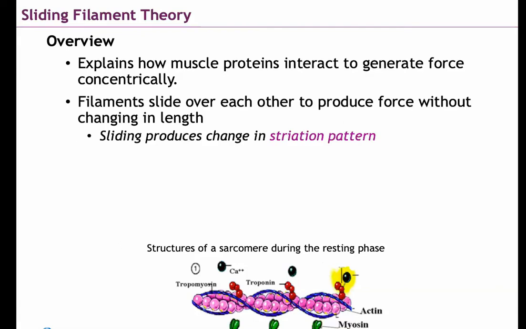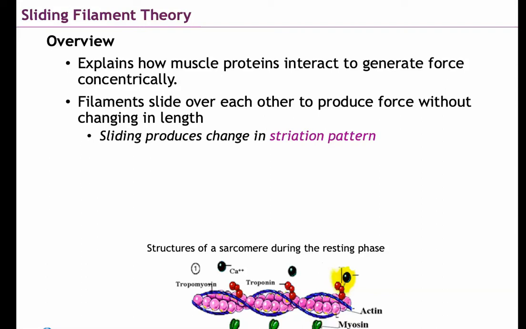So just an overview, what happens here is that the filaments are going to slide over each other to produce force without changing in length. So what filaments are we talking about? We're talking about actin and myosin. Actin and myosin are the contractile proteins. They allow contraction to occur.